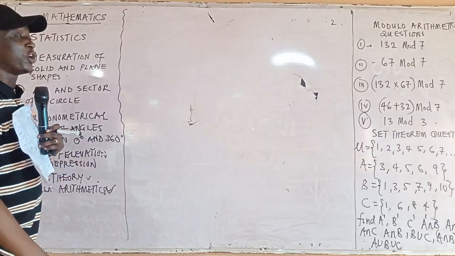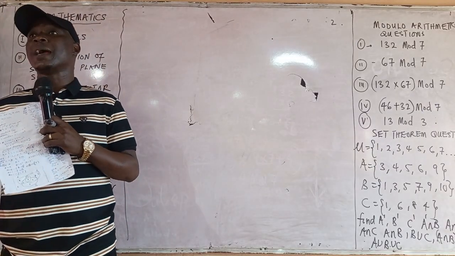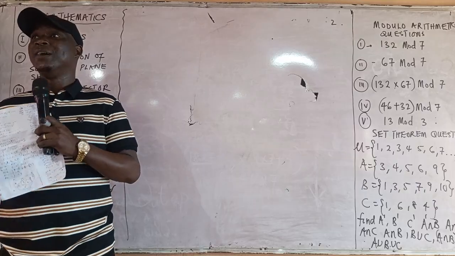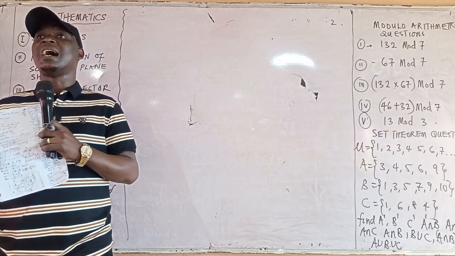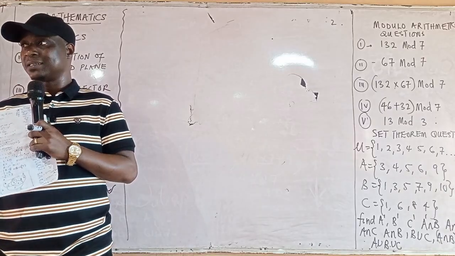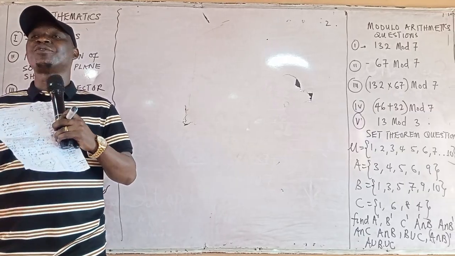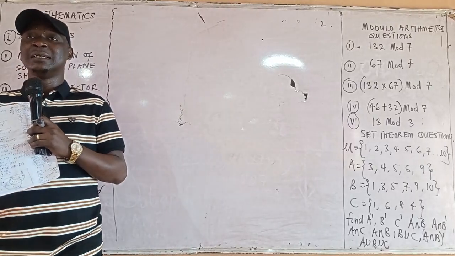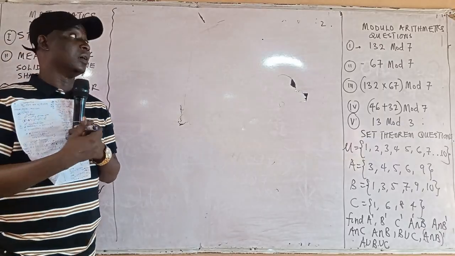We are in set theory now. Set has to do with a collection of objects or items with the same properties or characteristics. All of you are a set of SS1 students. Yes, you are in the same class. When you are collecting items of the same property, the same characteristics, we say you are operating a set. You understand that?